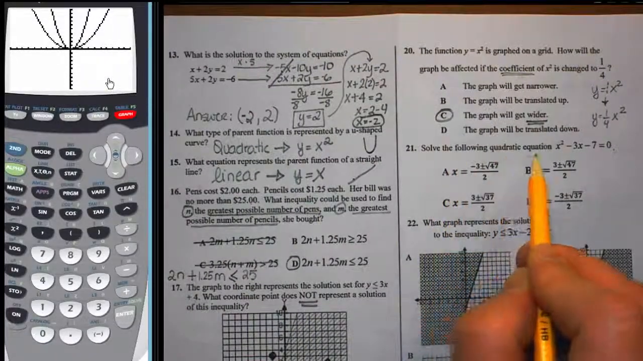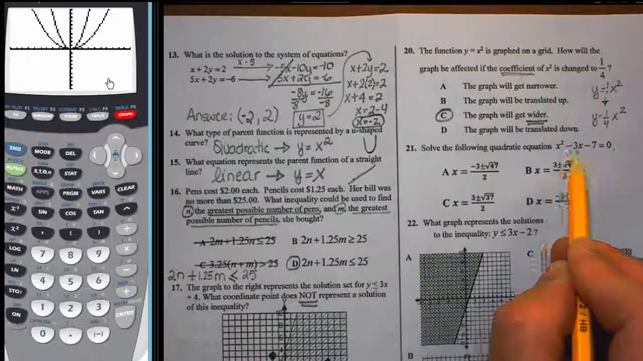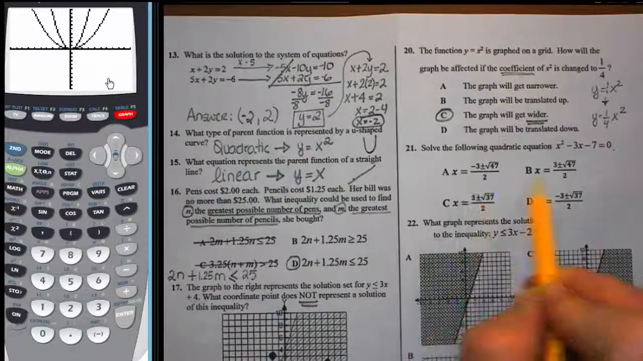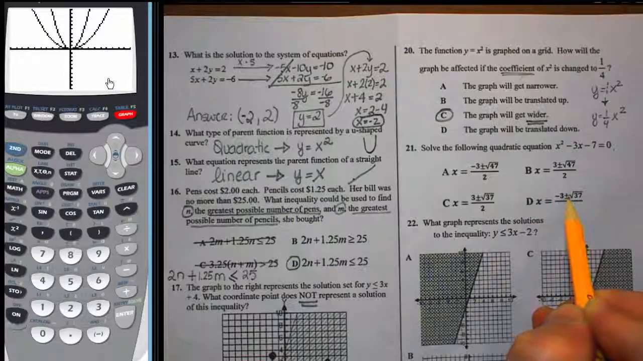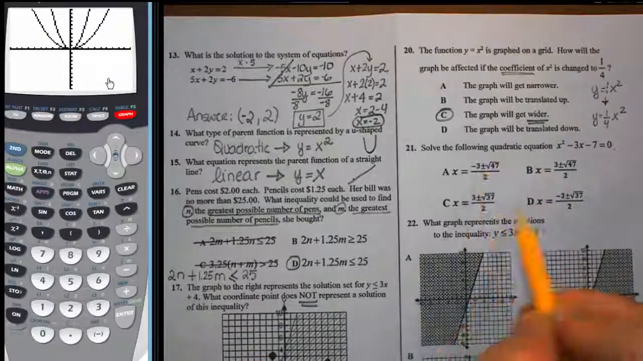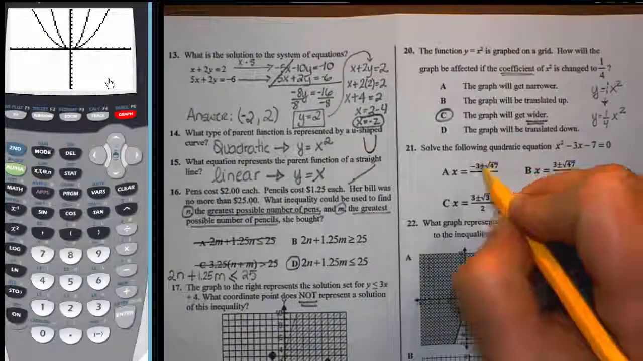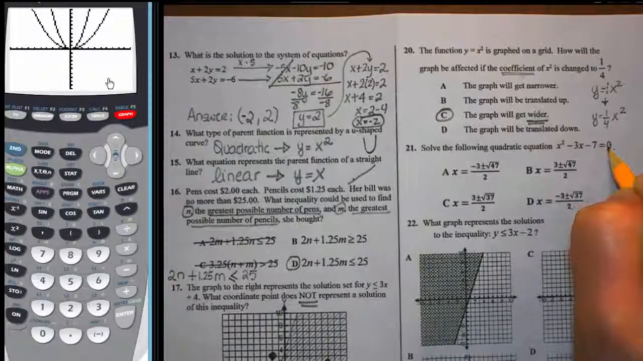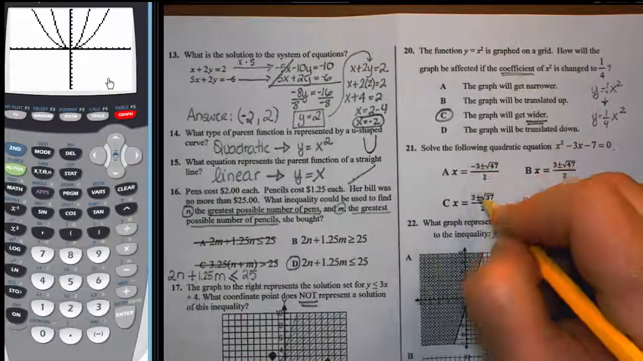Solve the following quadratic equation. X squared minus 3x minus 7. And here I'm giving possible values of x. If you remember, this is a problem where you can use the calculator. First thing you need to know is, is the equation equal to 0? Yes, it is. So then we can proceed to use the calculator.